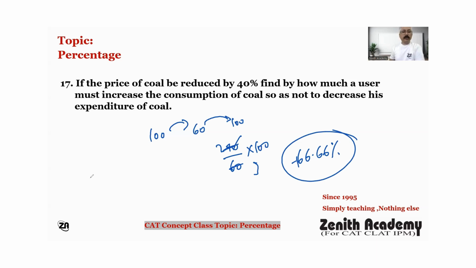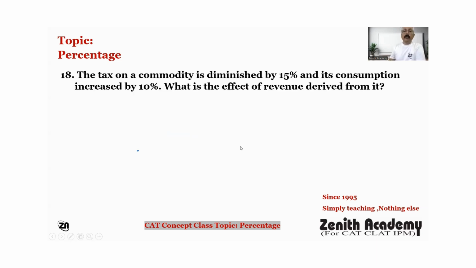खैर, नेक्स्ट क्वेश्चन. The tax on a commodity is diminished by 15%, its consumption increased by 10%. Same formula you can use. Revenue is what? You can understand it. Same you can use here.